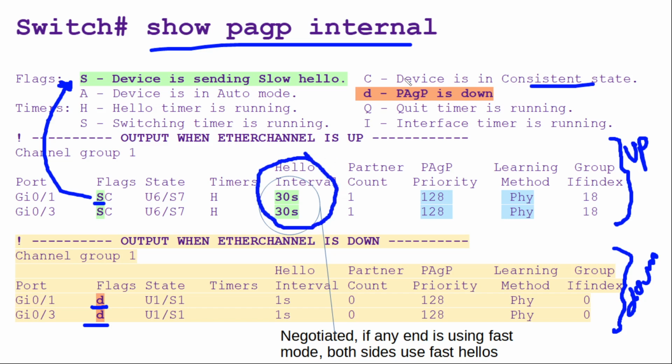In this case, this hello interval is negotiated. If one side is sending slow hellos and the other side is sending slow hellos, the negotiated time is 30 seconds. In any other combination, we will have 1 second. So, for instance, if one side is sending slow hellos and the other side is sending fast hellos, or both are sending fast hellos, the negotiated time will be 1 second. You can see the port priority. Remember that PAgP uses port priority.